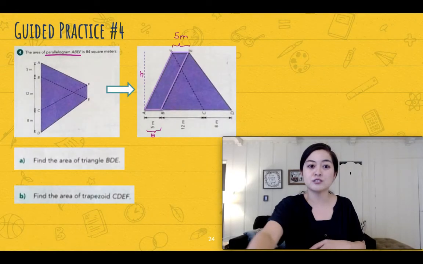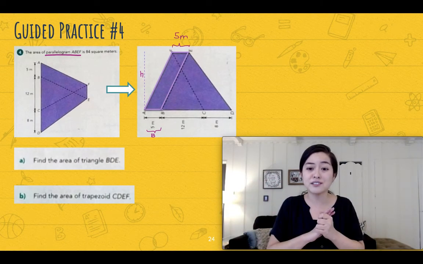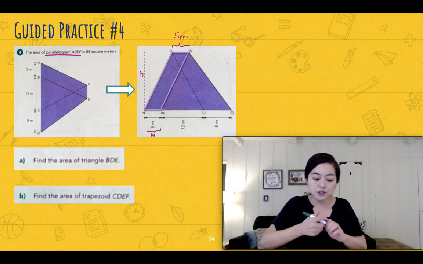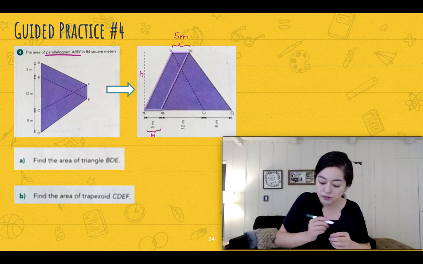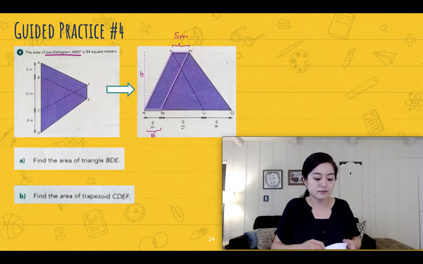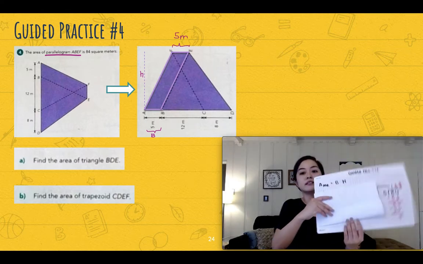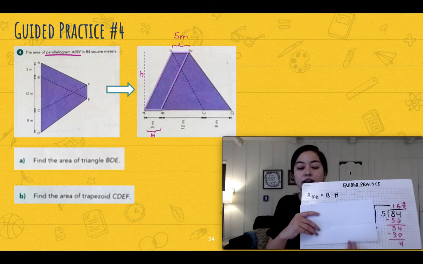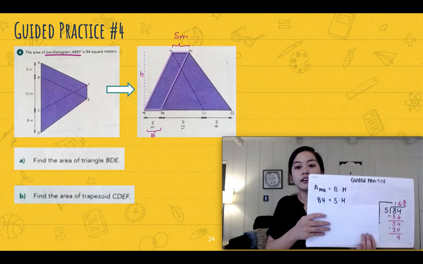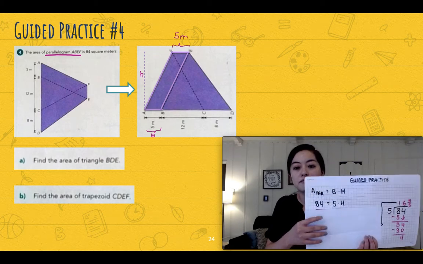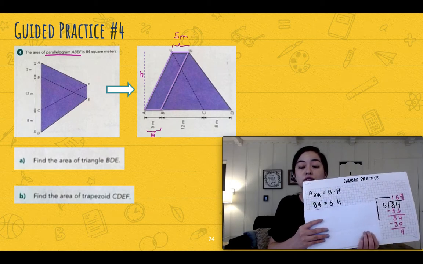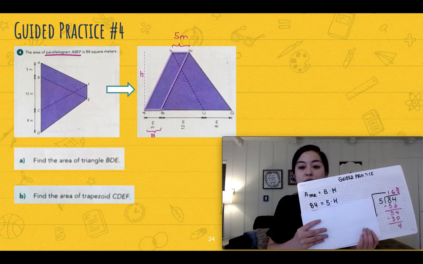So first, let's figure out the height and what it is. Do you recall the formula for the area of a parallelogram? It is base times height, and you know the area because it's given to you, so we're going to input that in. So that's 84 is equal to 5 times h, and to get h by itself, we're going to divide both sides of the equation by 5, okay?